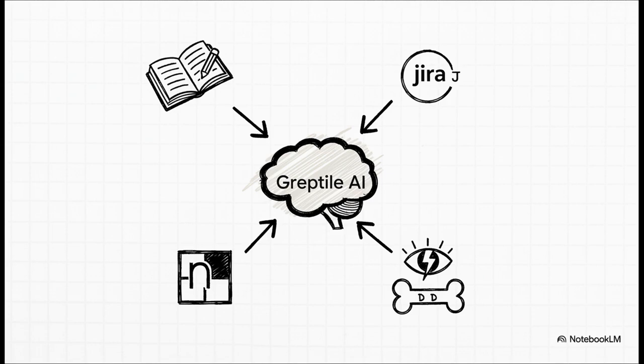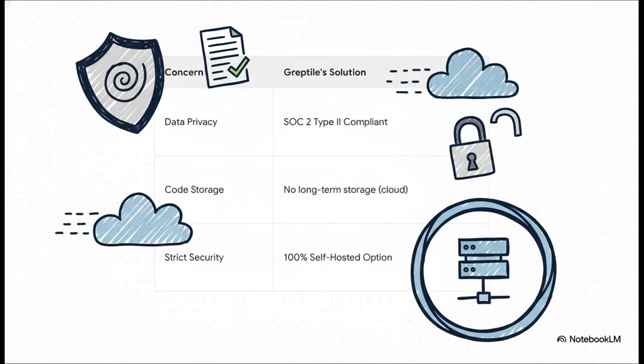It can even connect to Sentry or Datadog to see if a change might be related to a known production bug. Okay, let's get to the big one, the question every engineering manager is asking right now. What about security? This table breaks it down really nicely. First off, they're fully SOC 2 Type 2 compliant, which is huge. The cloud version, it doesn't even store your code long-term. And for companies that need to lock things down tight, there's a 100% self-hosted option you can run completely in your own environment. You can tell they really put some serious thought into this.